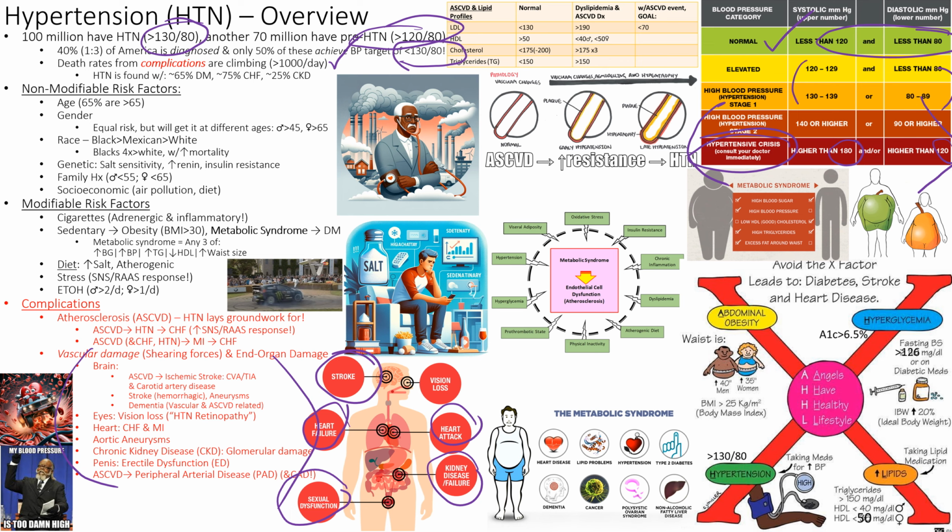Okay, so non-modifiable versus modifiable risk factors, very similar to ASCVD. So age, 65% of those who age get hypertension. Those who are age greater than 65, they get arteriosclerosis, not athero, but arteriosclerosis, meaning just hardening of the arteries. And then, of course, diabetics, they have the premature arteriosclerosis with the rock candy.